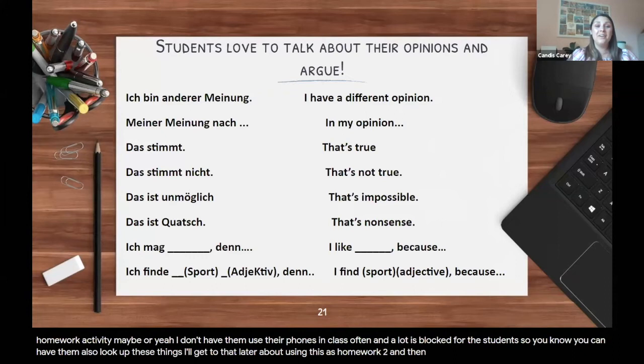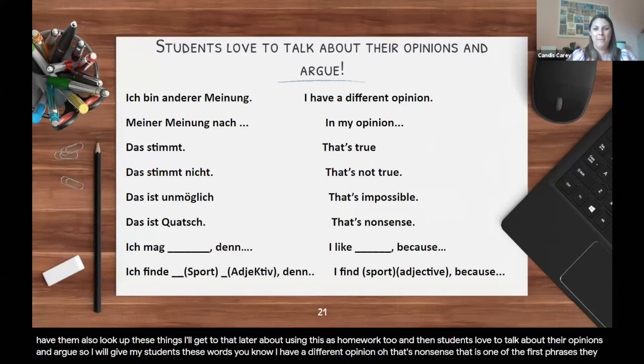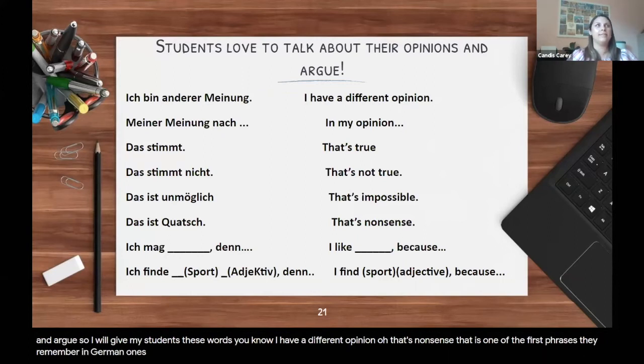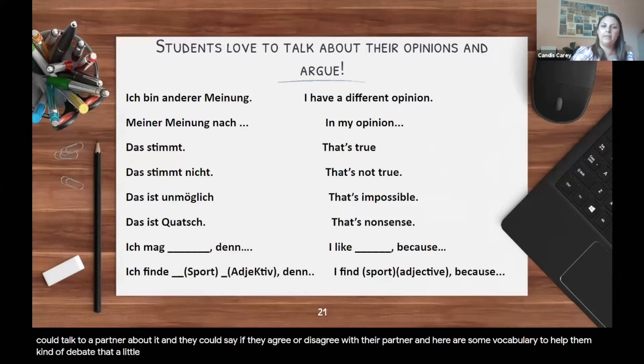And then students love to talk about their opinions and argue. So I will give my students these words, like I have a different opinion. Oh, that's nonsense. That is one of the first phrases they remember in German 1, that's nonsense, das ist Quatsch. They like to say it all the time, or das stimmt, that's true. So you can go back to those opinions. I find biathlon, this, and this. They could talk to a partner about it, and they could say if they agree or disagree with their partner, and here's some vocabulary to help them kind of debate that a little bit.